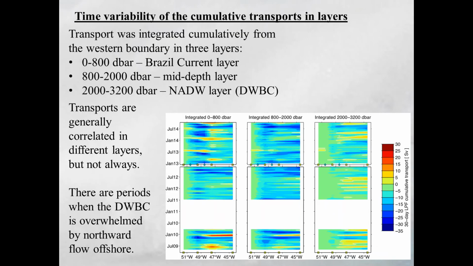So this is a series of what are called Hovmöller plots, which are, in this case, longitude and time. You'll see a break in the plots where we went from having 4 instruments to having 6. That's what that break is. I've just integrated the transports in 3 different layers to illustrate really 2 points. Point number 1 is that there are some features in the transports that are fairly barotropic in the sense that they're affecting all of the layers, but there are others that are not.